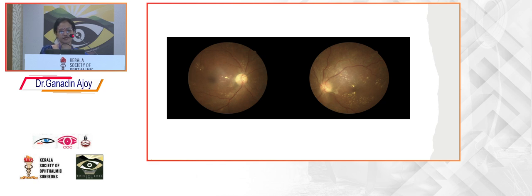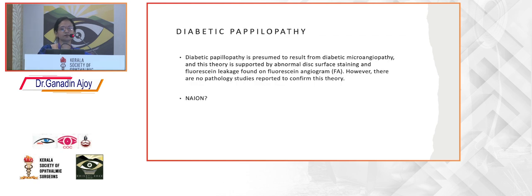Left eye sectoral, right eye, a great proportion of the disc is involved, disc pallor. So, diabetic papillopathy. What is diabetic papillopathy? It's presumed to result from diabetic microangiopathy, and this theory is supported by abnormal disc surface staining and fluorescent leakage found on FA.